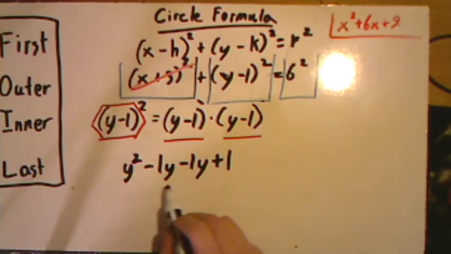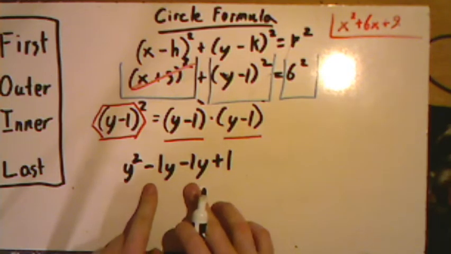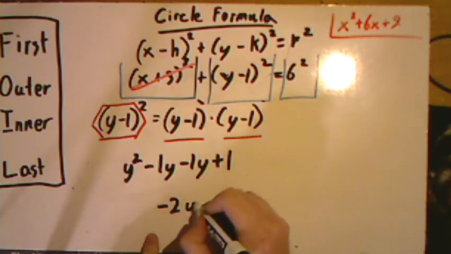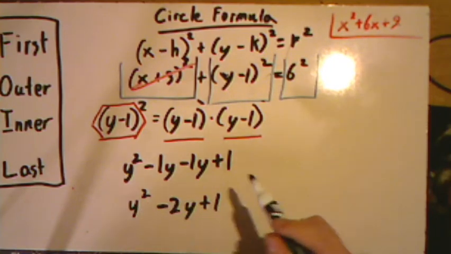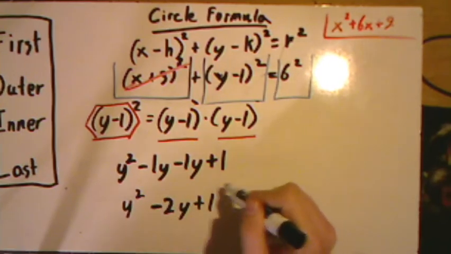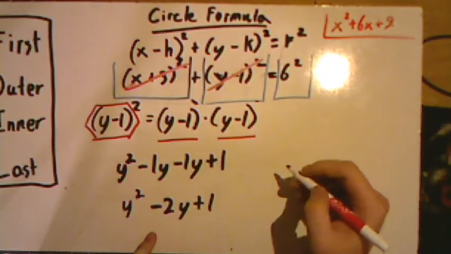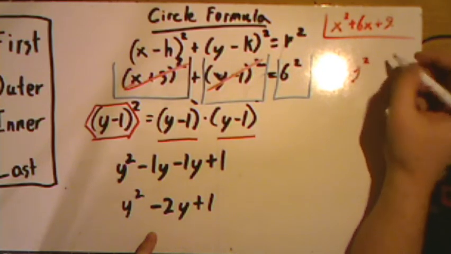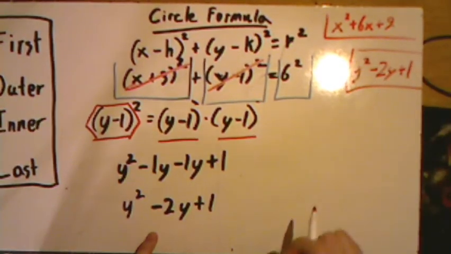So now we have some similar terms where we have the y and a y, so we could combine these together. A negative 1 plus a negative 1 gives us negative 2. We drop down the plus 1, we drop down the y squared, and we get our y after we square it. So now this one is done, and so we could drop that down here as y squared minus 2y plus 1 as our secondary term.